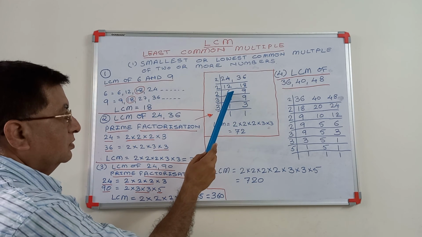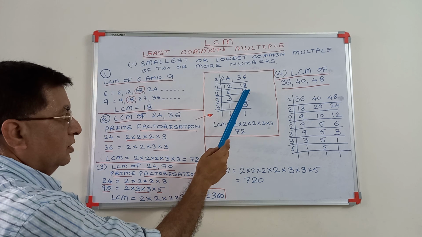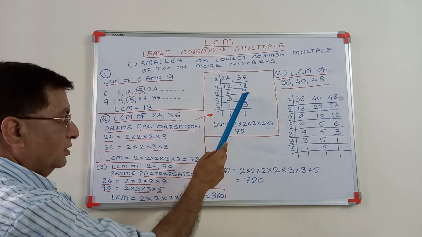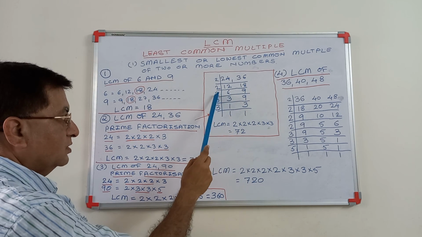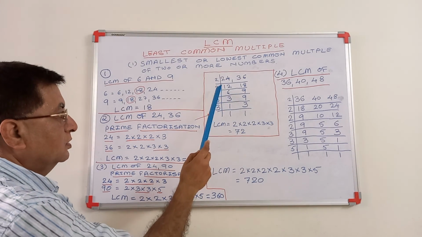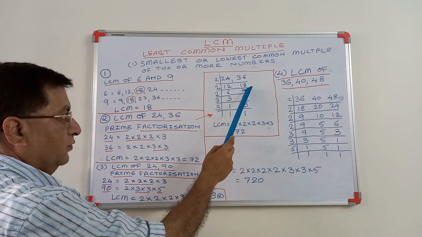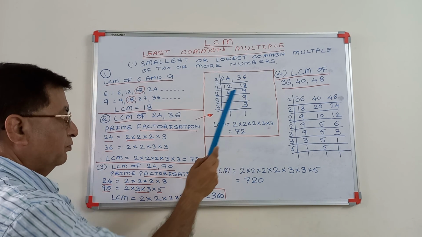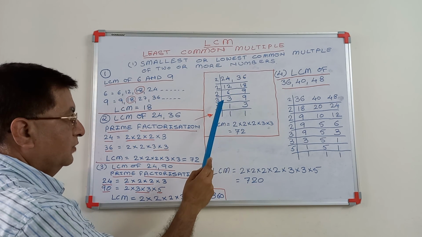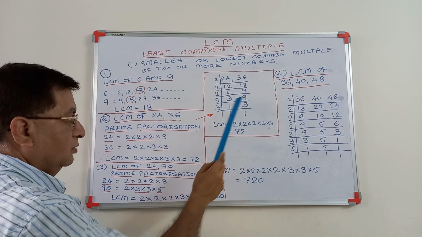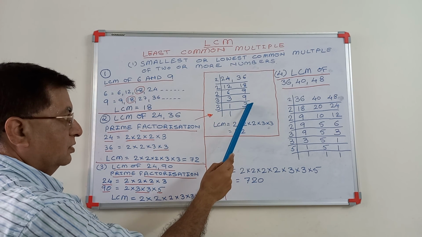Now 6 can be divided by 2, but 9 cannot be divided by 2. So we write 9 as it is and we divide 6 by 2, right? So we get 3. So when we divide by 2, we get 3 and 9. We keep 9 the same over here. Now 3 and 9 both are divisible by 3. So we divide both of these by 3. So we get 1 and 3.